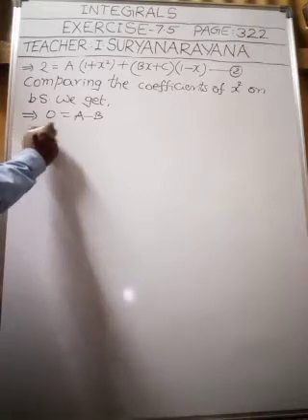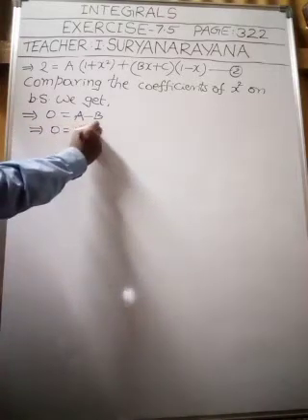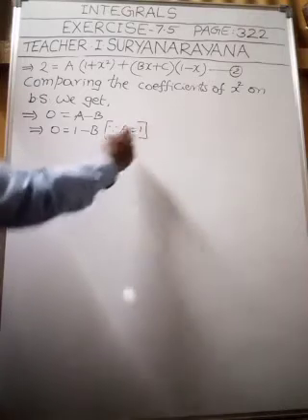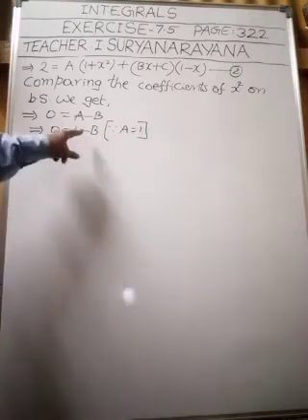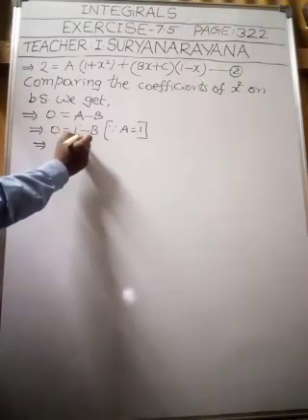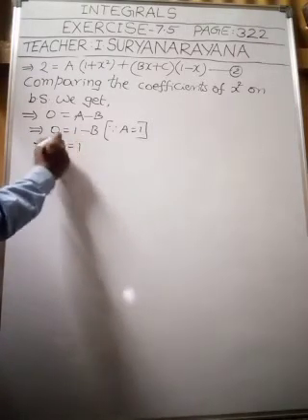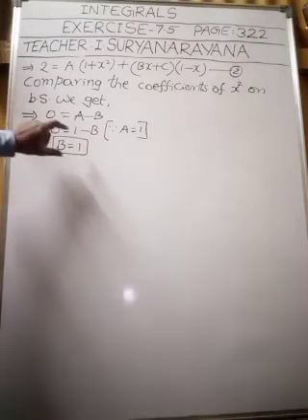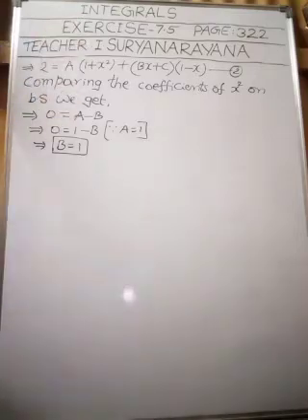Then what is the value of a? 1. So 1 minus b, because a is equal to 1. We have already found the value of a, so we are substituting the a value here. So this implies, what will you get? b is equal to 1. So the value of b is also 1. We got the b value. Now we have to get the c value.